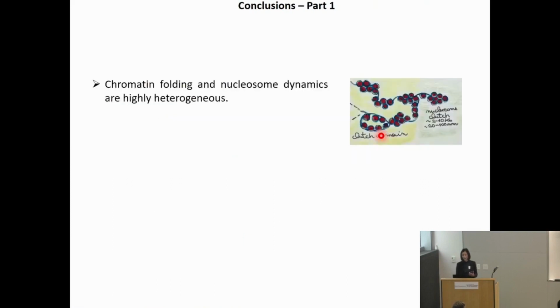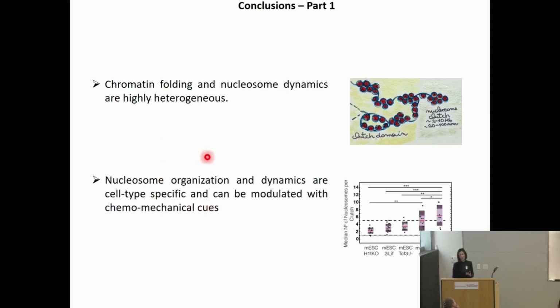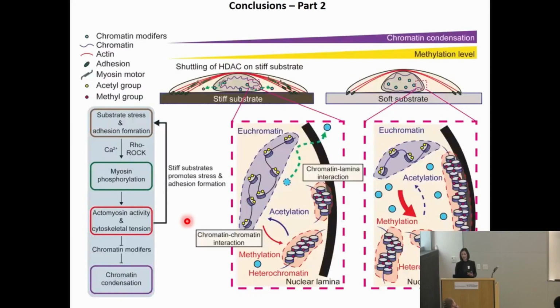So I think I'm pretty out of time. I'm going to summarize. I hope I could convince you that super-resolution microscopy is a powerful way of visualizing chromatin spatial organization. I showed you that chromatin folding is highly heterogeneous. This is also true for nucleosome dynamics. I didn't show you that data. But despite that heterogeneity, both the nucleosome organization and dynamics are cell type specific and can be modulated with both chemical and mechanical cues.